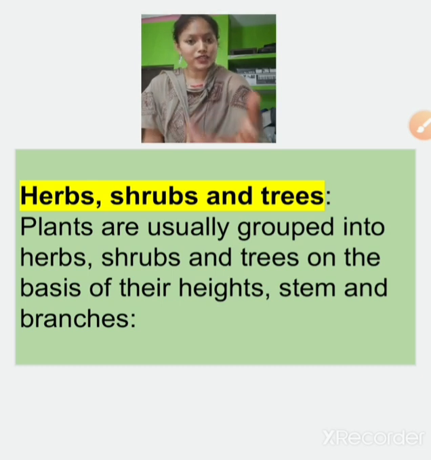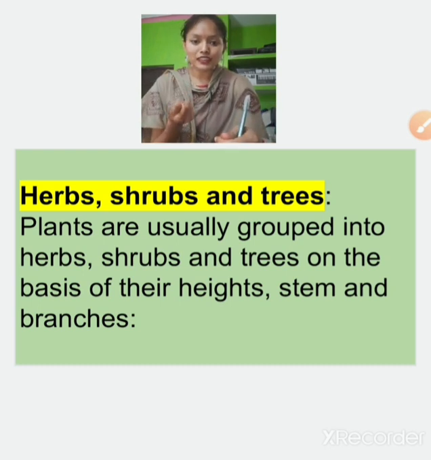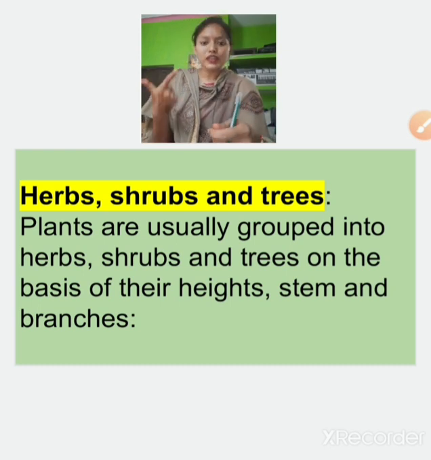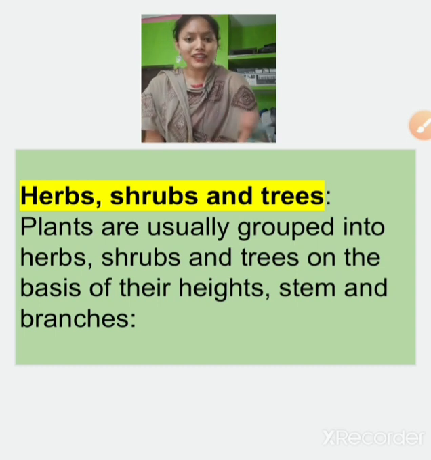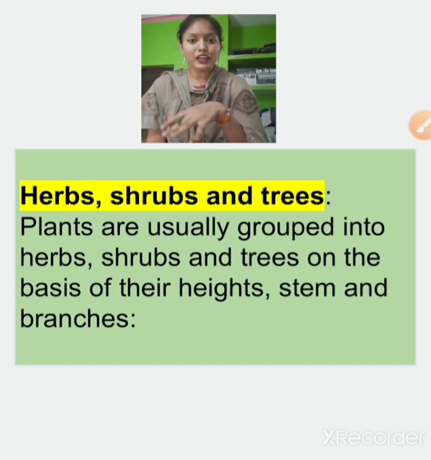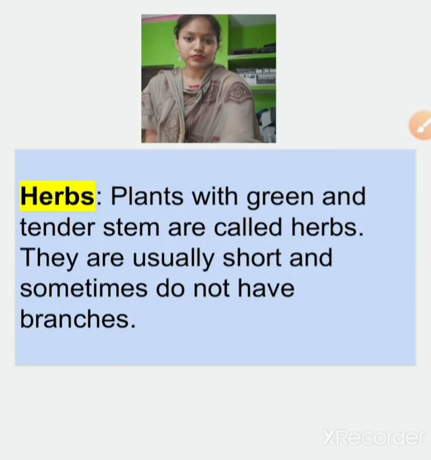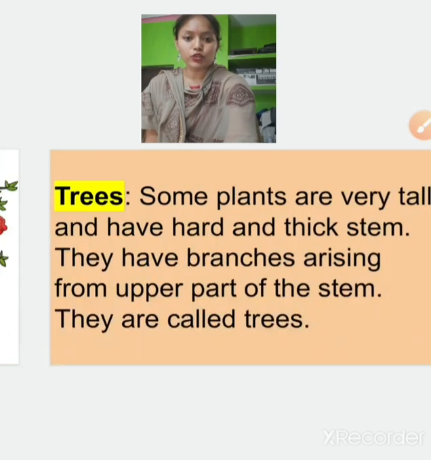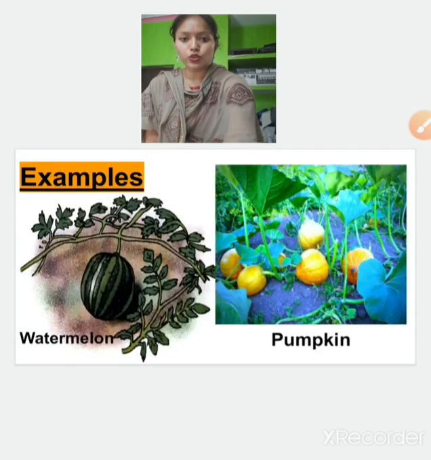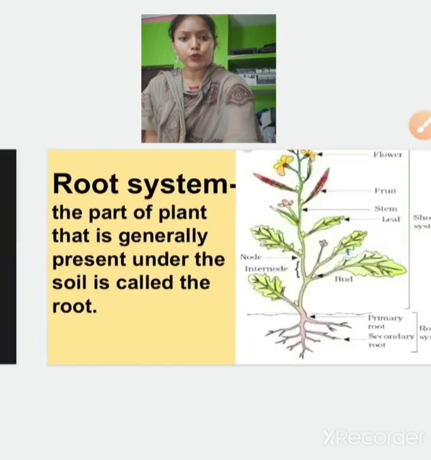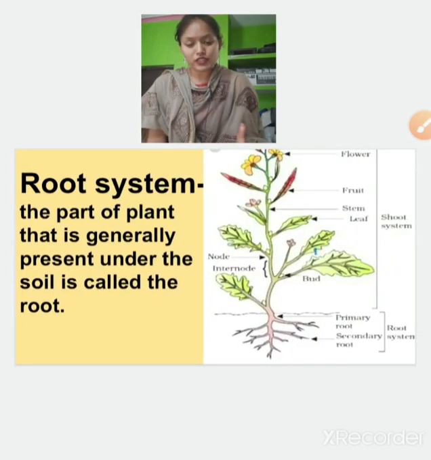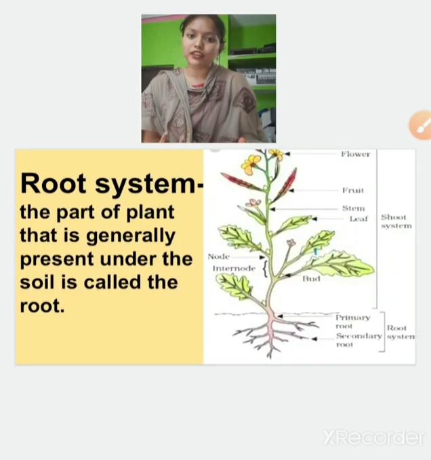Climbers climb up with the help of others. They have a very thin, or we can say weak, stem. Creepers creep on the ground, spread on the ground, and they also have a weak stem. And we studied about different types of roots. We studied about taproot and fibrous root. So we studied the root system and the shoot system.